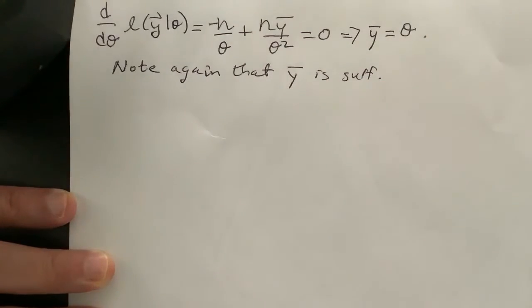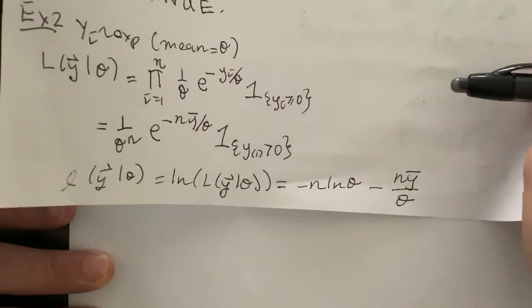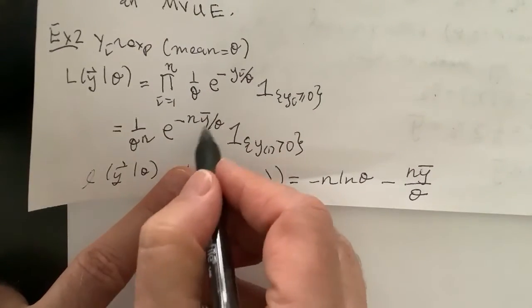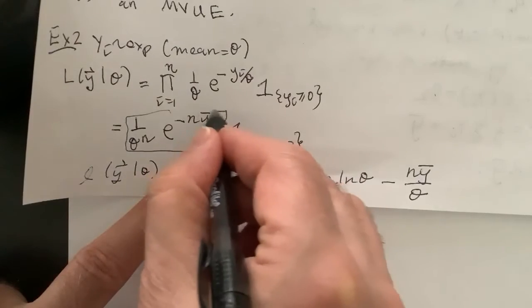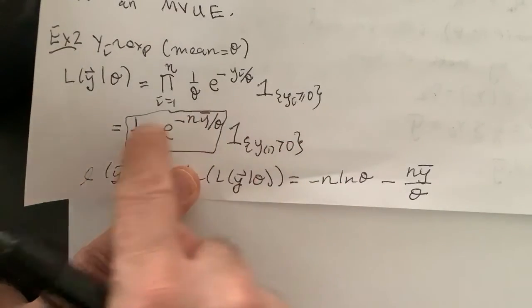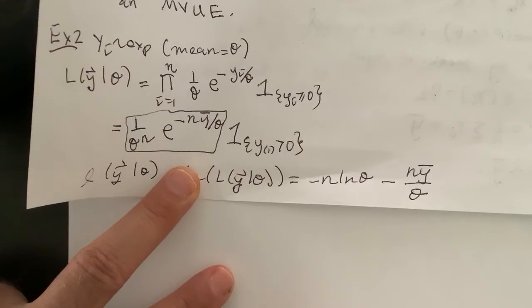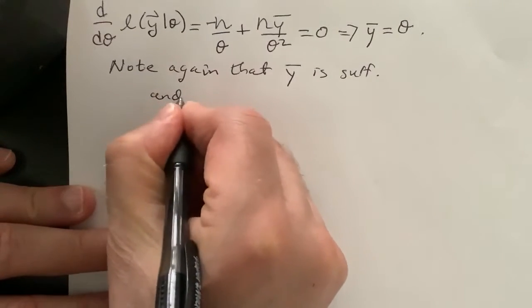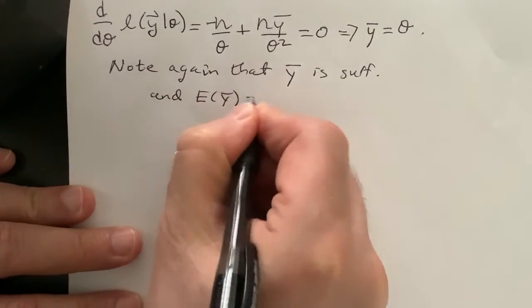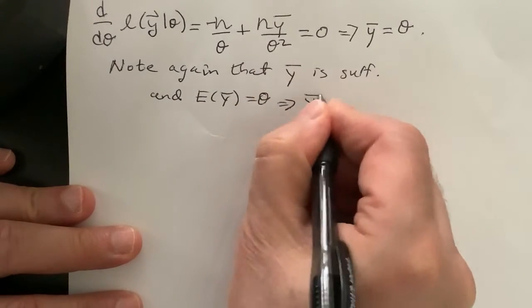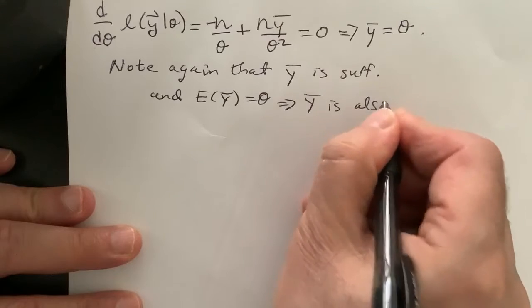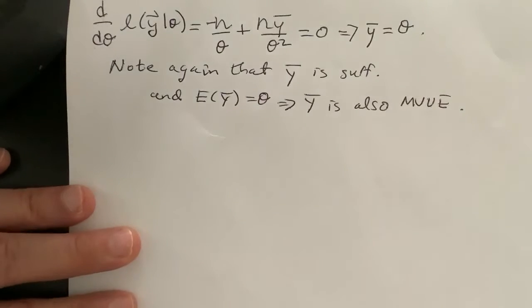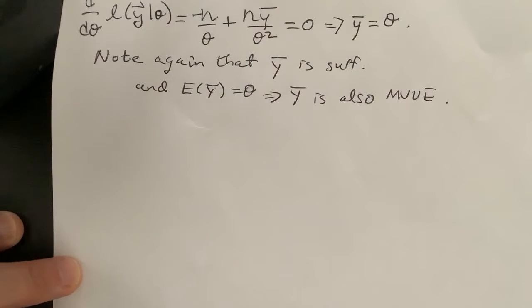Can you see why? You can see the factorization because you have the likelihood right here. You have this piece which has y bar and theta in it, and then this piece which doesn't have theta in it. So y bar is sufficient and unbiased, as you can show. So y bar is also the MVUE, the minimum variance unbiased estimator, as well as being the estimator that we get from maximum likelihood.